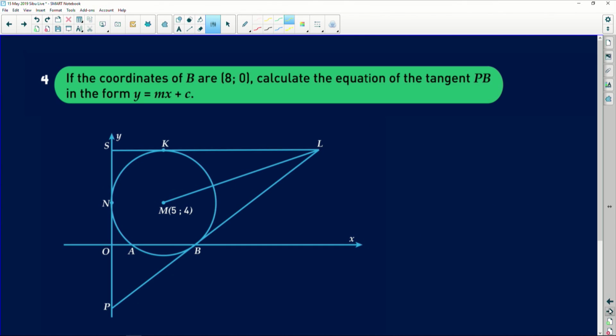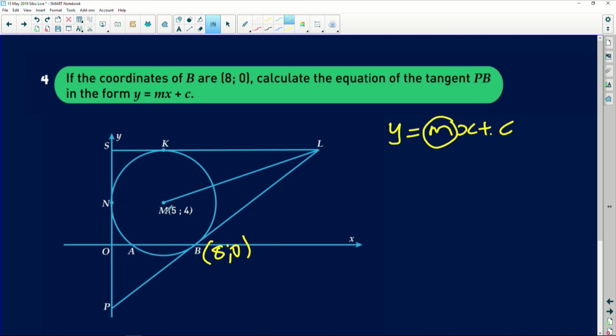The next part says we need to find, if the coordinates of B are, there we have it, they are telling us now. If B is (8, 0), we need to calculate the equation of the tangent PB in the form y is mx plus c. All right, fine. For us to find the equation of a straight line, and a tangent is a straight line, we need to use the fact that y is mx plus c. We must firstly find the gradient, and we have a point (8, 0). We can use this.